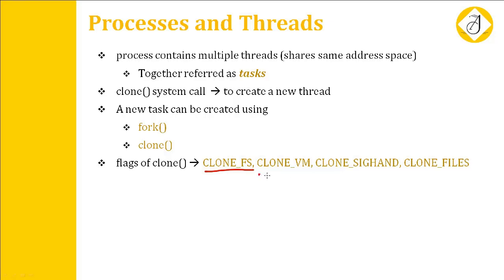And the next one is the clone VM. So it means that the same memory space is shared between two processes. And the third one, clone underscore sighand, which means signal handling. So it represents the signal handlers that are being shared. And the last one is clone files. It represents the set of open files that are being shared.